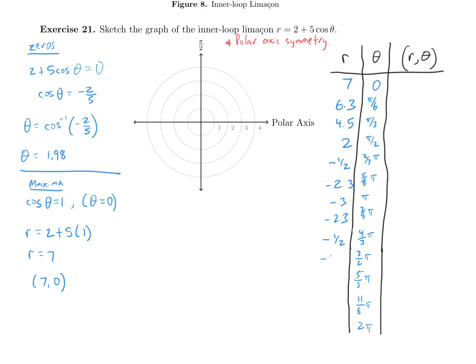All right, so negative 2.3. Oops, let me see. Did I do that one right? Actually, that one should have been 2. Okay, let me backtrack here. So that one should be a 2. This one should be a 4.5. This one should be a 6.3. And this one should be a 7.